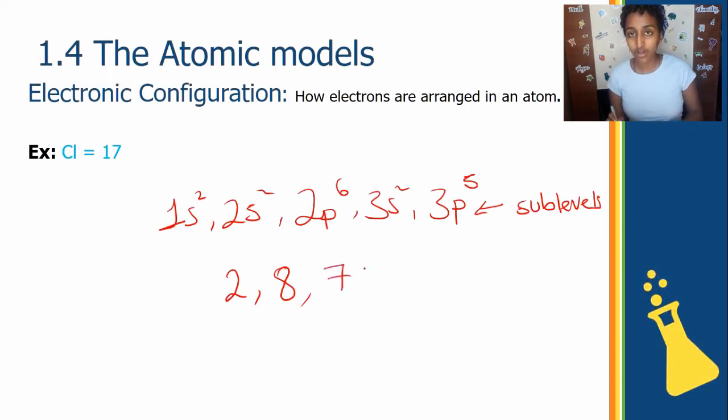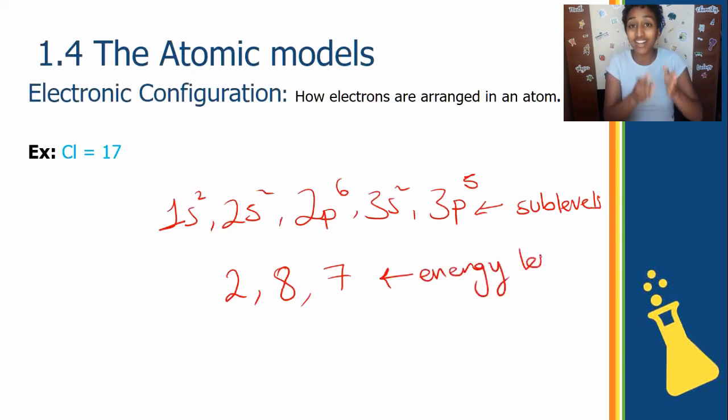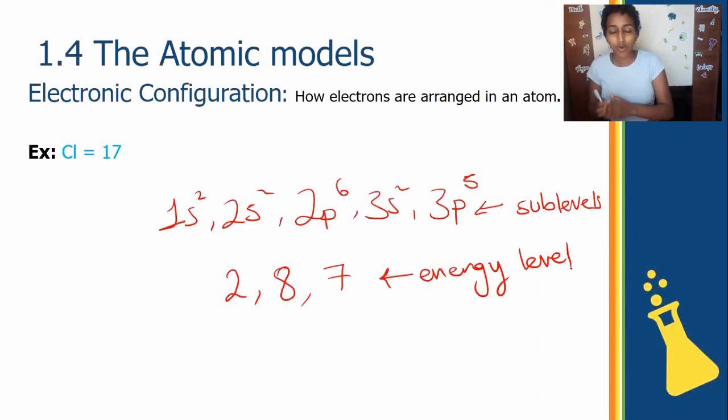This is how you write the electronic configuration in terms of the energy levels, okay? Each number represents how many electrons there are in each energy level, okay? The first, 1s2, 2s2, 2p6, and all that is how you represent it in terms of the sub-levels, and 2, 8, and 7 represents the energy level. So if you see something like 2,8,7 or 2,8,18 or whatever it may be, know that each comma represents the number of electrons in each energy level. So 2 is the number of electrons in the first energy level, 8 is the number of electrons in the second energy level, and 7 is the number of electrons in the third energy level.